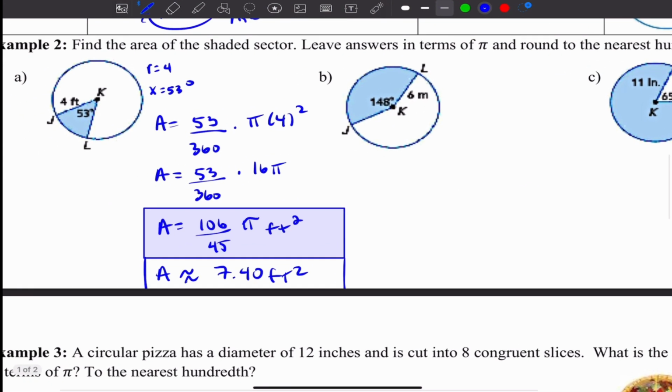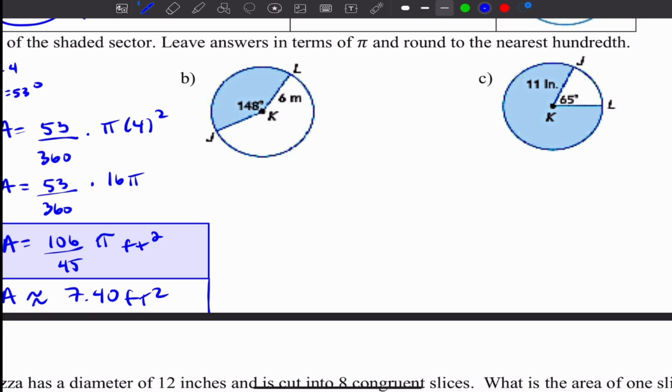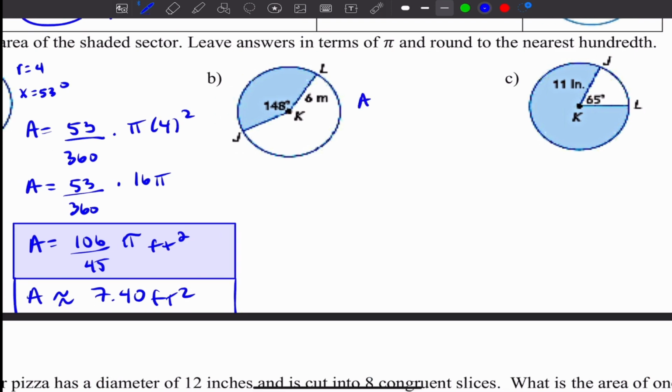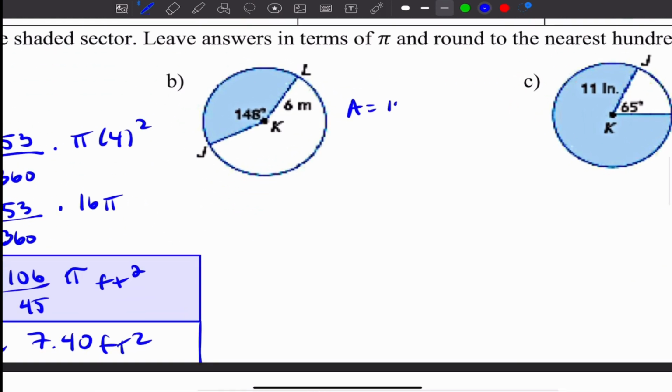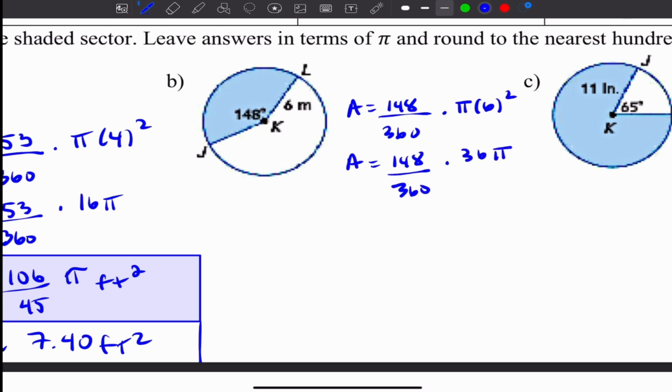All right. Now that I showed you the calculator, I'm going to just set it up and then provide you the answers. Okay, here we go. So for B, we're going to use that equation again. A equals 148 over 360 times pi, 6 quantity squared. A is equal to 148 over 360 times 36 pi. So A equals 74 over 5 pi, or it's approximately 46.47 meters squared.